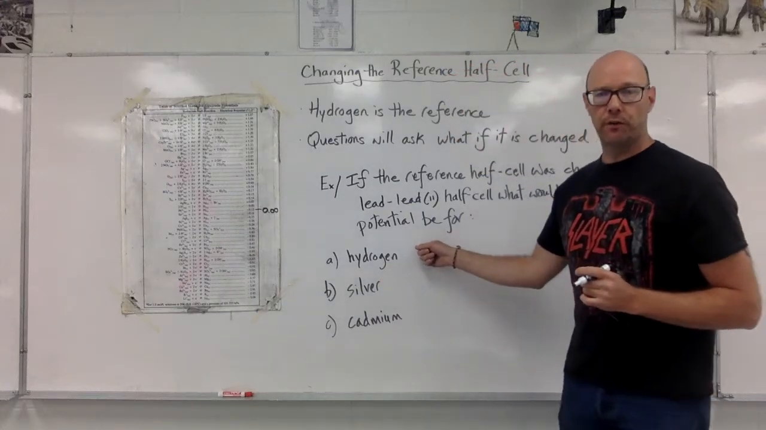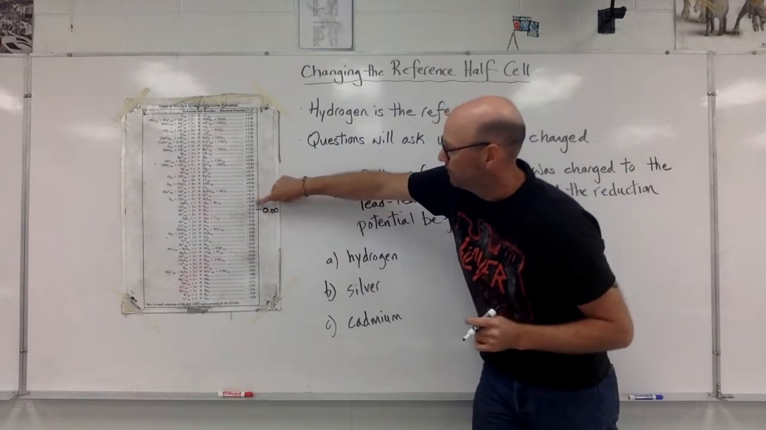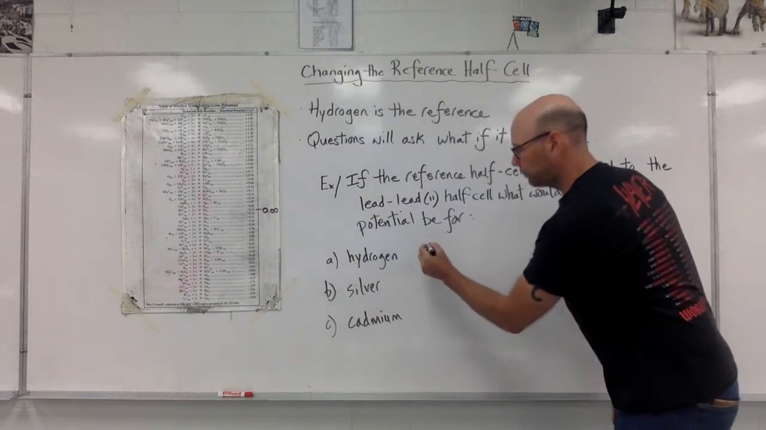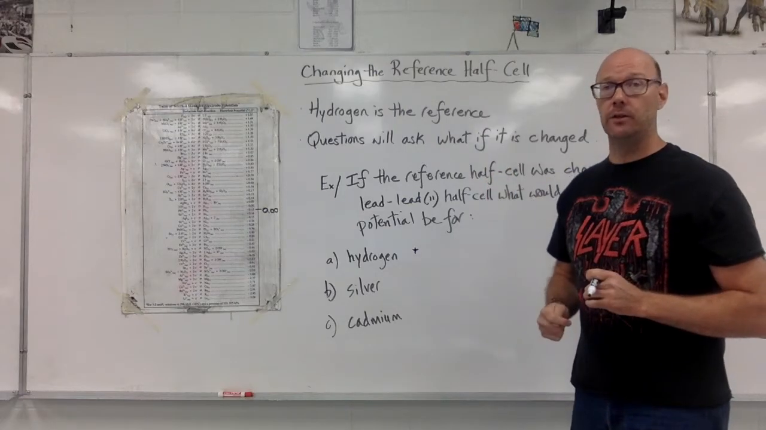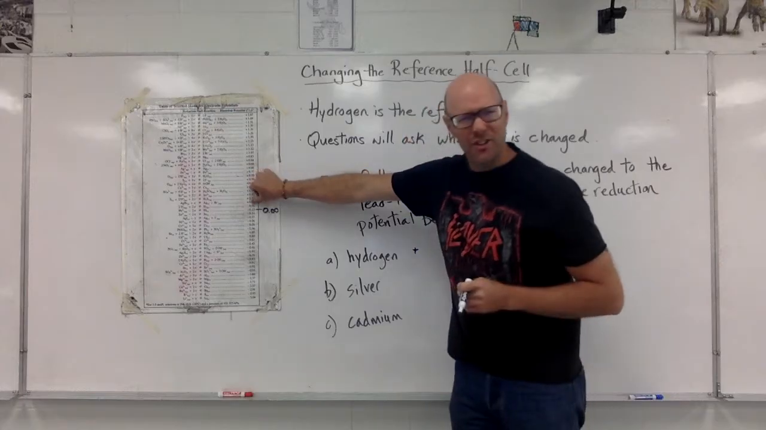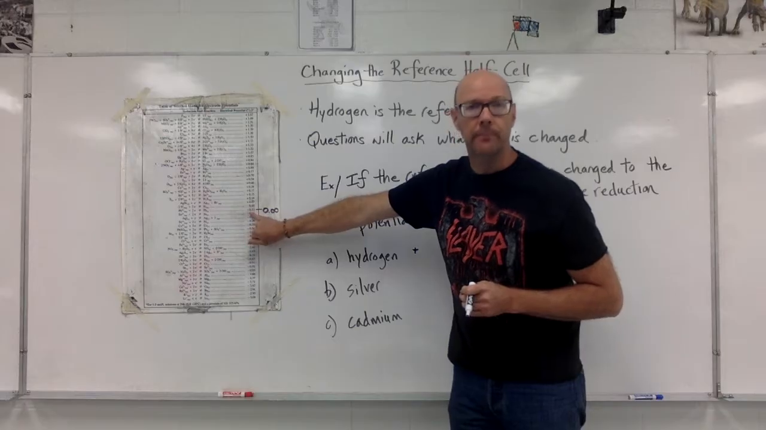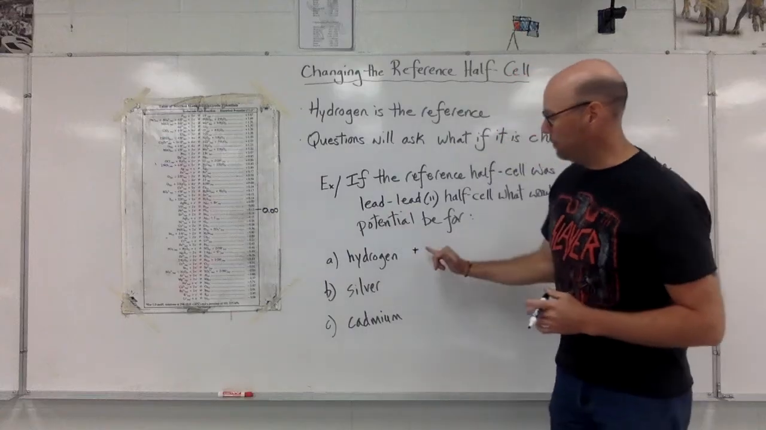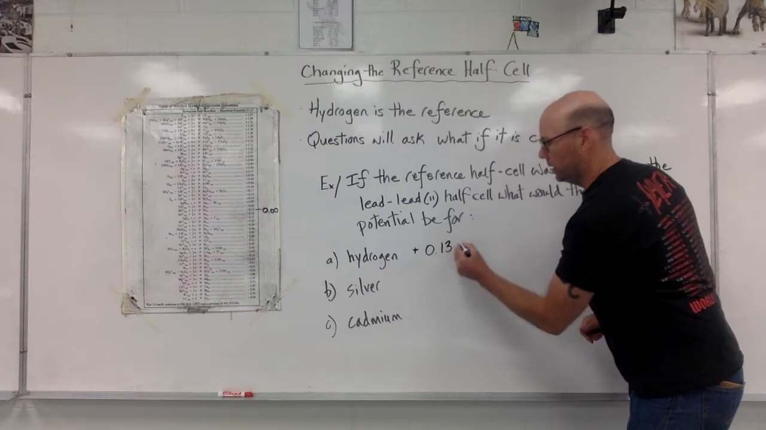what's the new potential for hydrogen? It can't be 0 anymore. Hydrogen is the line right above the lead-2. Because it's higher than the new reference, it's going to be a positive value. And how much higher is it? When I'm looking at it, it says hydrogen is 0 and below 0.13 is this new one. So to go up to the hydrogen, I have to go up, so it's positive the same amount, 0.13 volts.